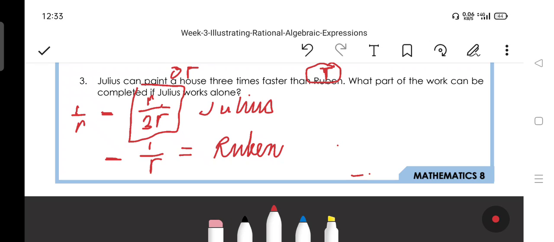Okay, so that's it for our week 3 worksheet on illustrating rational algebraic expressions. So you have to take note of the difference between equation and expression. An expression does not contain an equality symbol. It is just merely an expression. But when we say equation, it involves the equality symbol or the equal sign.